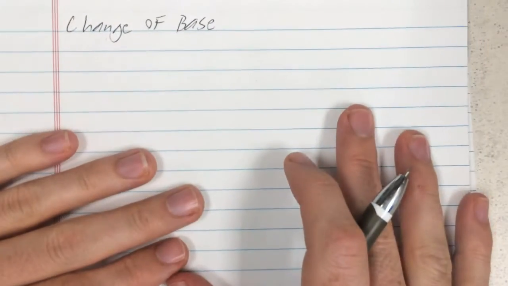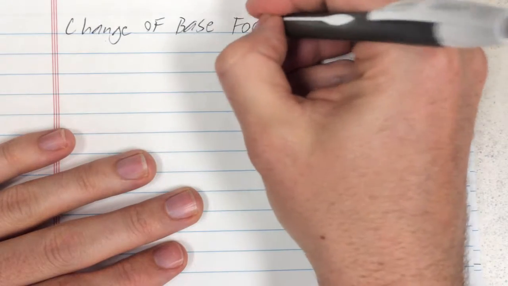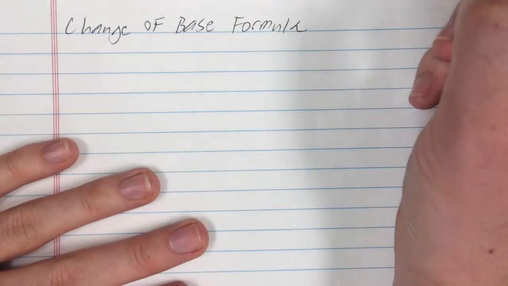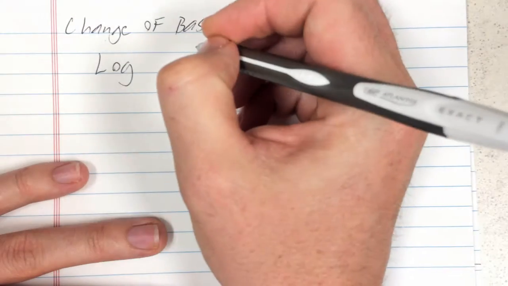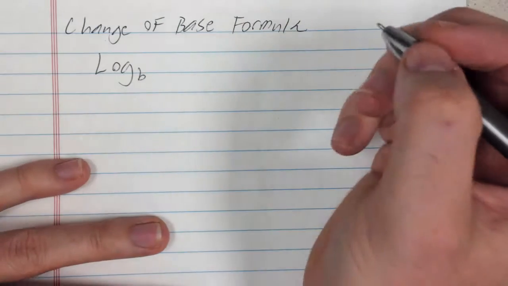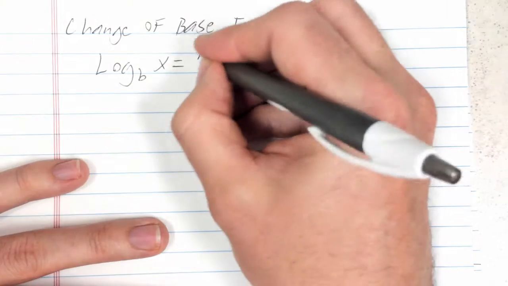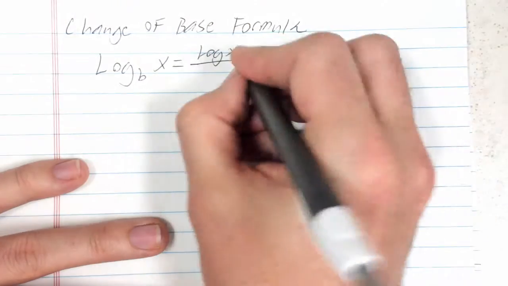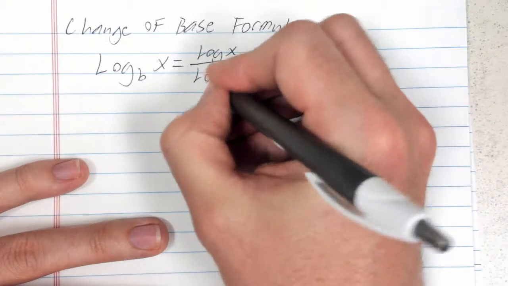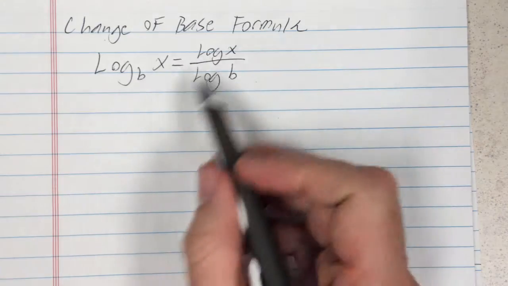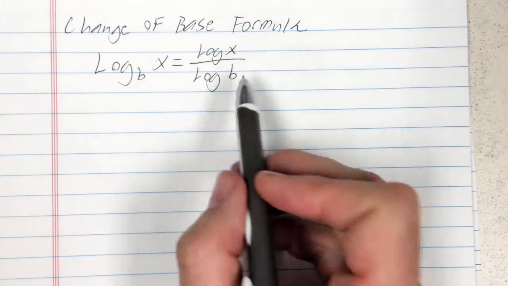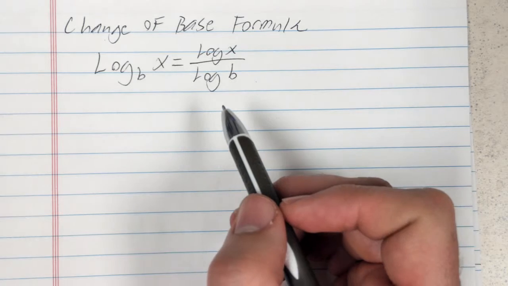Can you see where I'm writing? No, you cannot. Change of base formula. Log base b, some unknown b, of x is equal to the log of x divided by the log of b. And so this is taking it from some base and putting it in base 10.